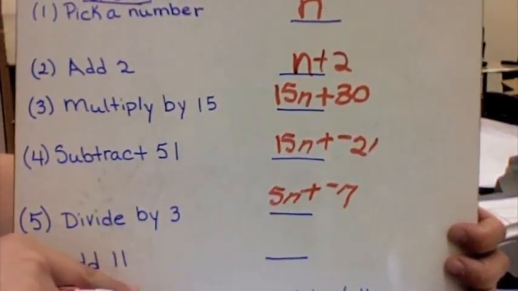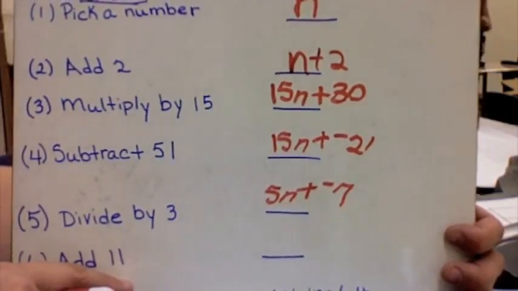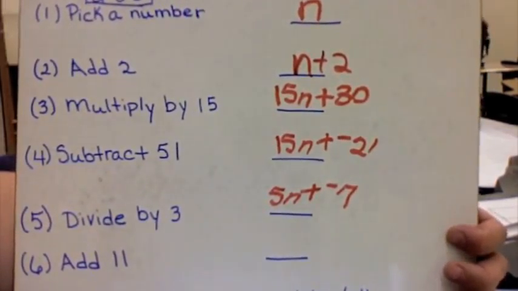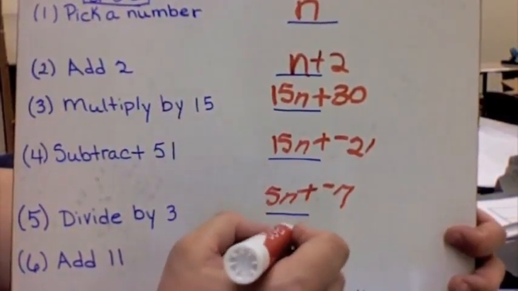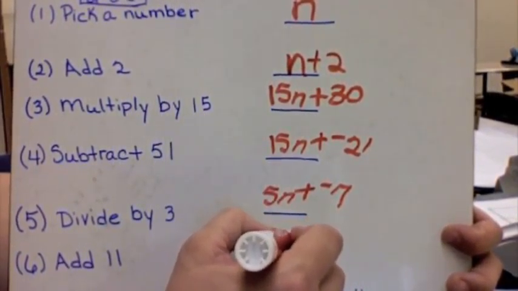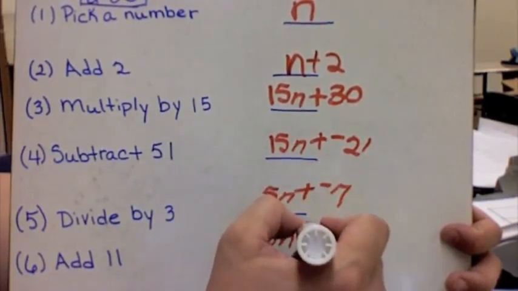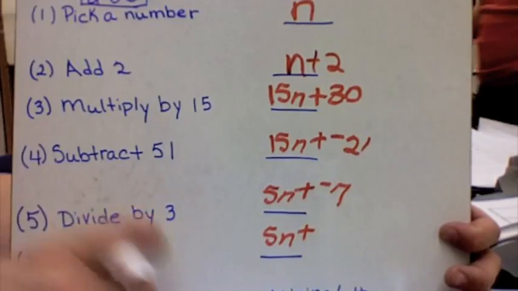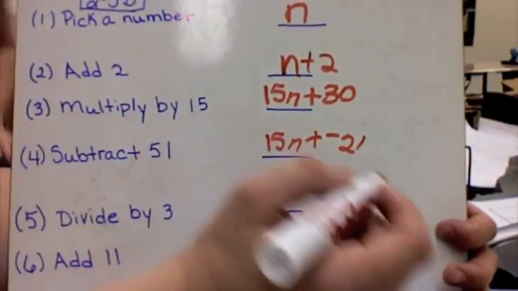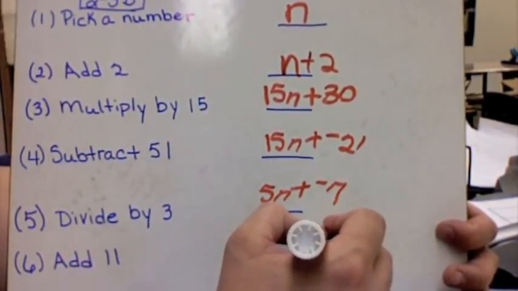Step 6 says to add 11. Well, 11 is a number, and remember, when we add and subtract, we can only add or subtract like terms. So we leave the 5n alone. Bring your plus sign down. Add the negative 7 and 11 together, which is 4.